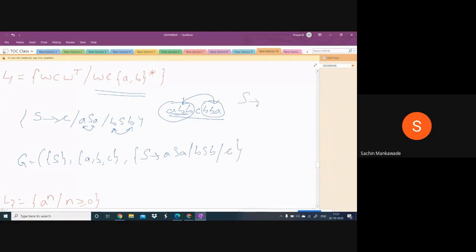Here we should not take S goes to epsilon. If I take S goes to epsilon, then epsilon will be the smallest string. But what is the smallest string here? When this is epsilon and this is epsilon, the smallest string will be C. So that is the reason I am not taking S goes to epsilon. Only S goes to ASA, BSB, and C, and S is the start symbol. This is the grammar.